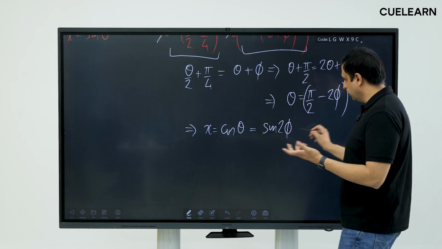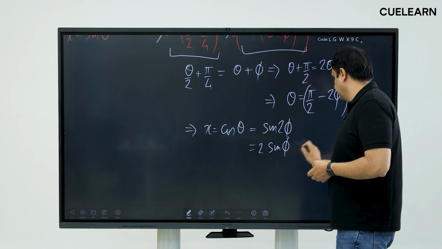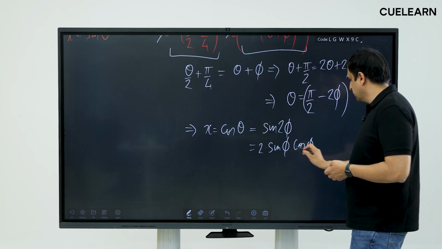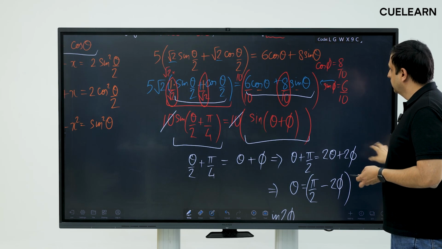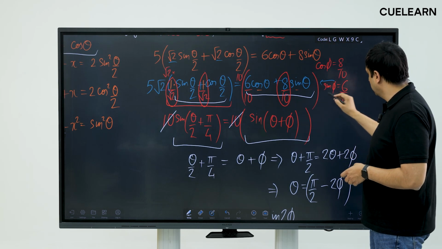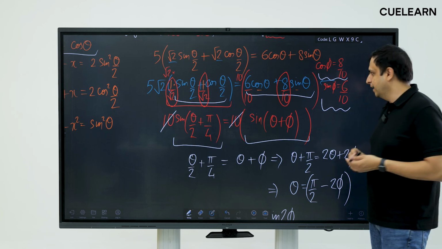And what is the sine of 2 phi? It will be 2 times sine phi times cos phi. But what was phi? What was this angle phi? Remember that we assumed the angle phi to be an angle such that sine of phi is 6 by 10 and cos of phi is 8 by 10.